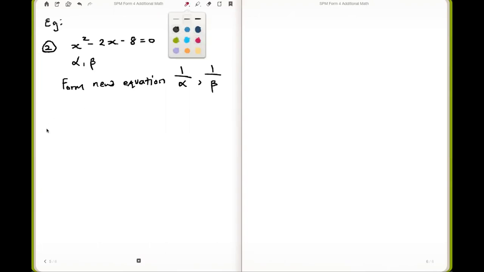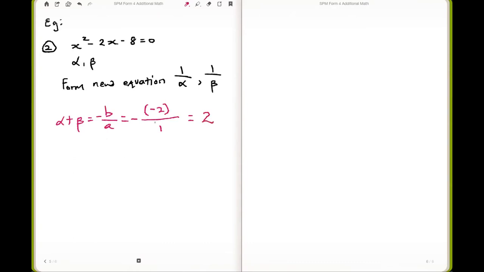So first of all, the sum of roots alpha plus beta is equal to negative b over a, which will be negative, this is my b, negative of negative 2, over a, which is 1, so it turns out to be 2. Whereas the product is c over a. Therefore, c is negative 8 over a, which is 1. So that will be negative 8.